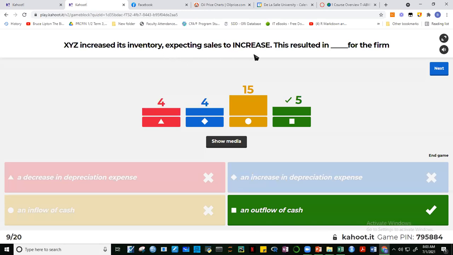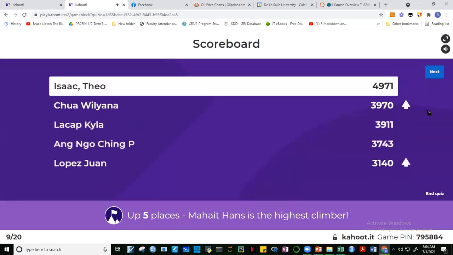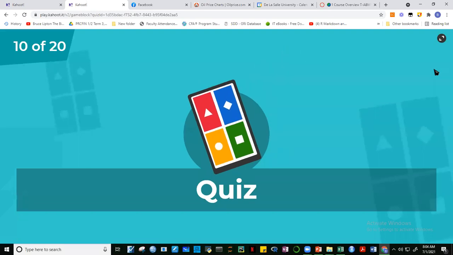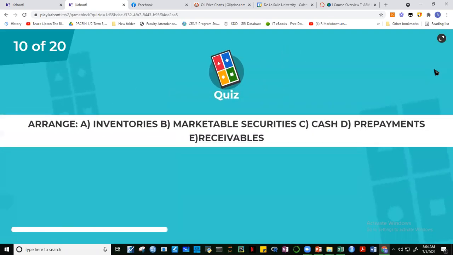Kung nabenta na sana yung inventory mismo, the answer would have been an inflow of cash. Yung net effect niya, no? At least yung net effect. Okay. Next question. So 5 of you got it. Next. So Teo still number 1, Williane number 2, up to 1, number 5, no? Highest climber, si Juan. Si Hans, sorry pala, si Hans, no? Okay, next. Next question, question number 10. Arrange ito according to appearance in the balance sheet.